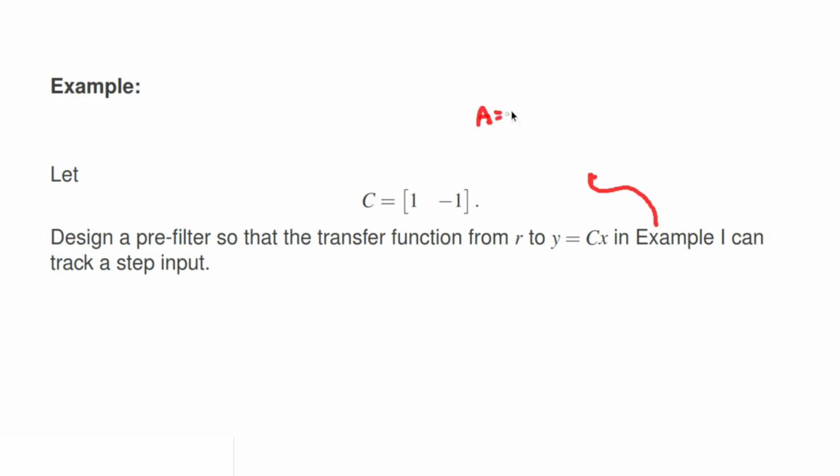In that example, the A matrix was given by 1, 4, 3, 2. The B matrix was given by 1, 0. And the state feedback controller that we found had entries -5 and -5.5.